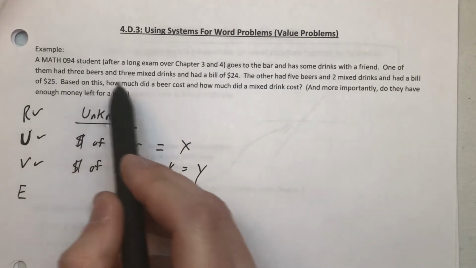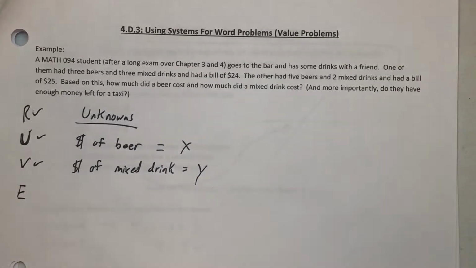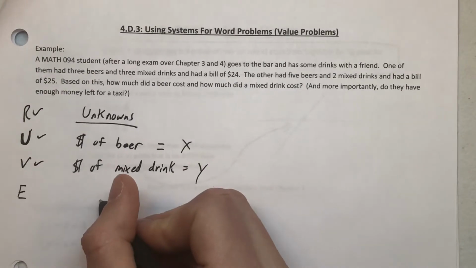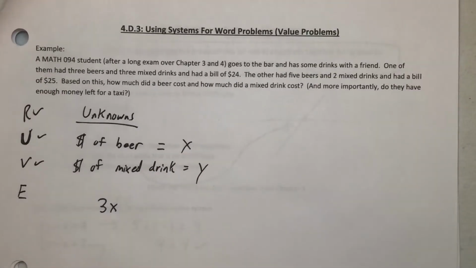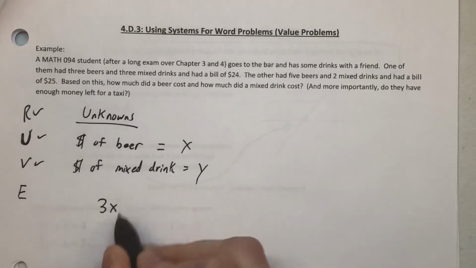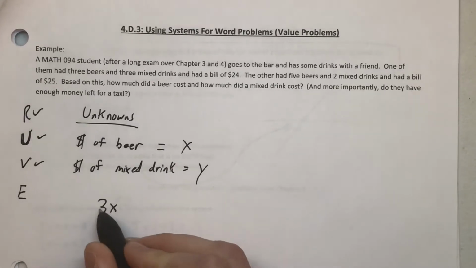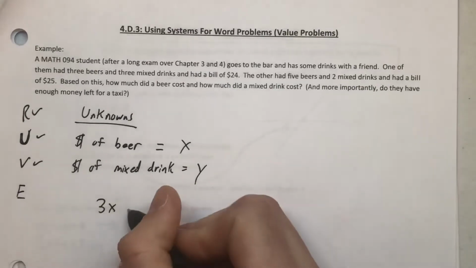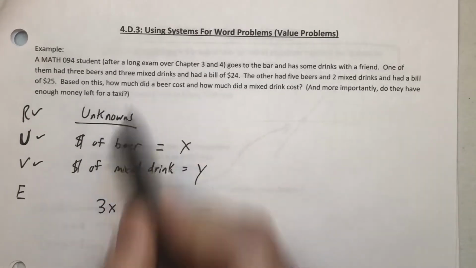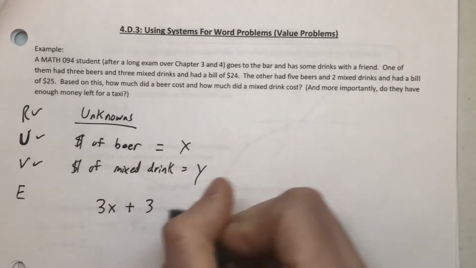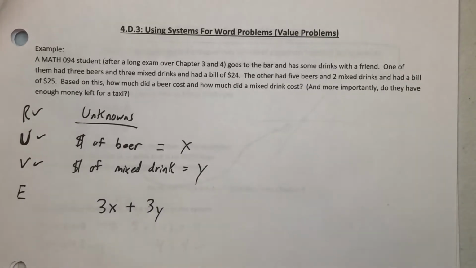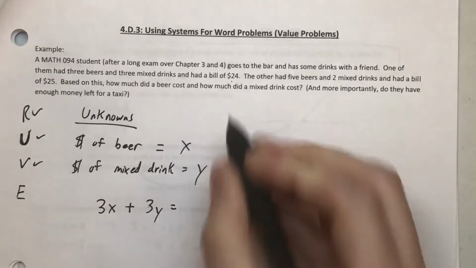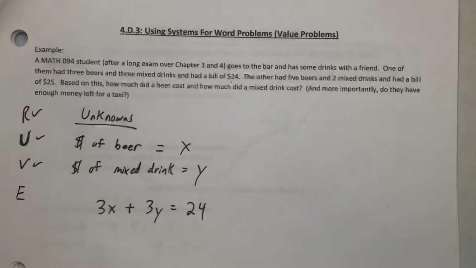To say that 3 beers and 3 mixed drinks cost $24, to say 3 beers, I could say 3 beers times whatever the price of a beer is, 3x. That is the amount of money spent on beers. 3 beers at X dollars per beer. Add to that the 3 mixed drinks with each one costing Y, 3 times Y, total amount of money spent on mixed drinks, and that has to give us that bill of $24.